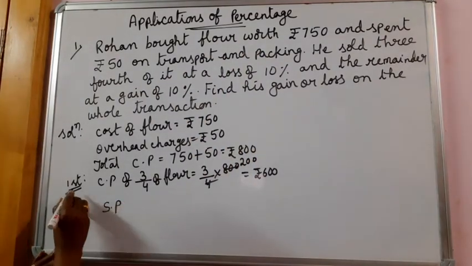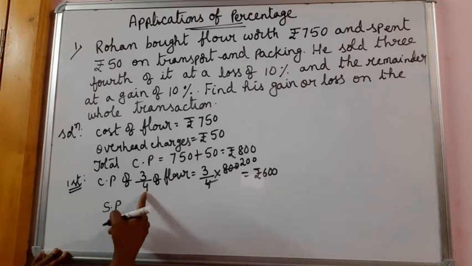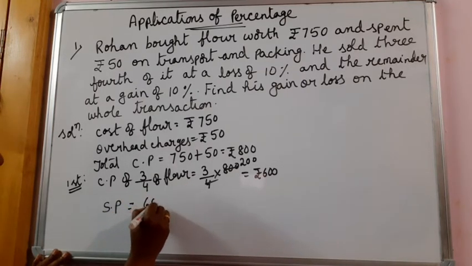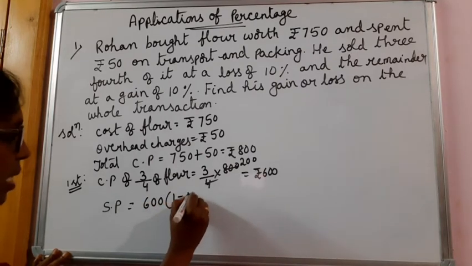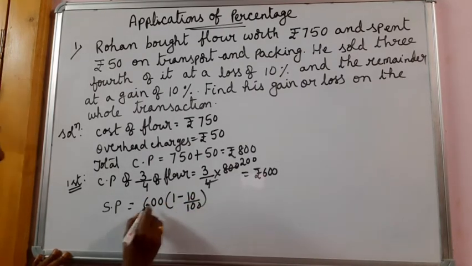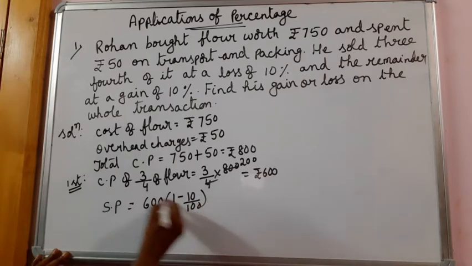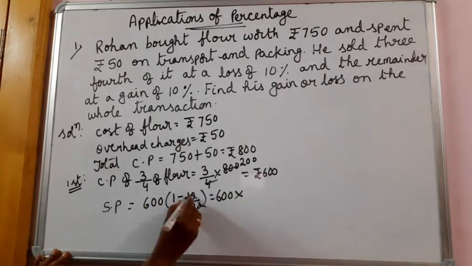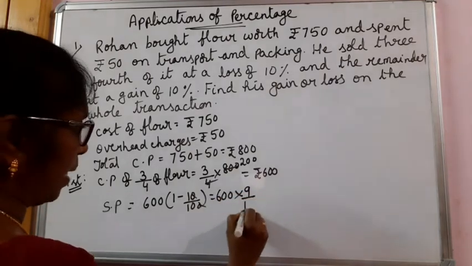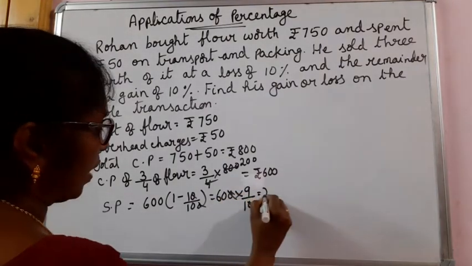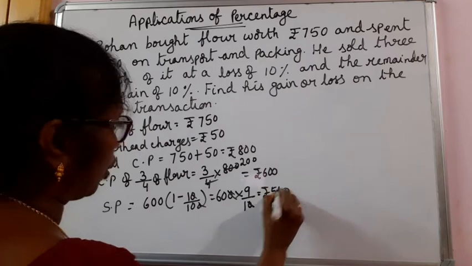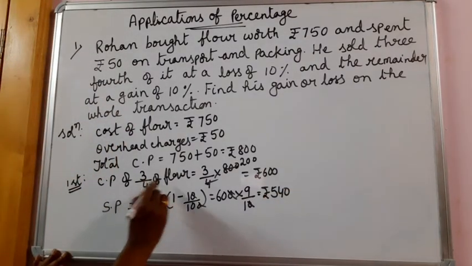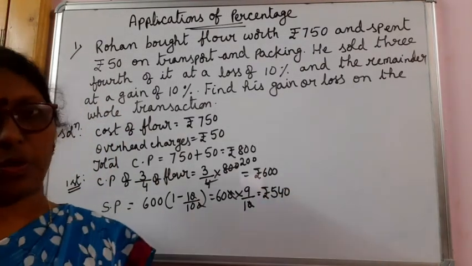So the selling price, first case for 3/4 of the flour: selling price is cost price minus loss. 600 is the cost price, 10% of 600 is the loss. So 600 into 1 minus 1 by 10, that is 9 by 10. So we get 540 rupees as the selling price of 3/4 of flour.